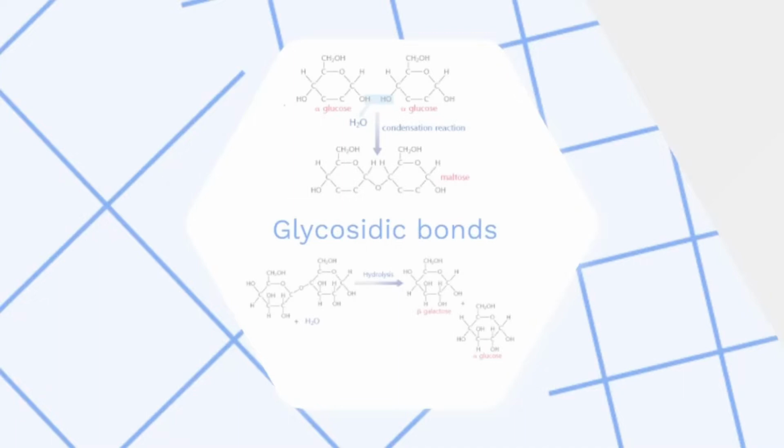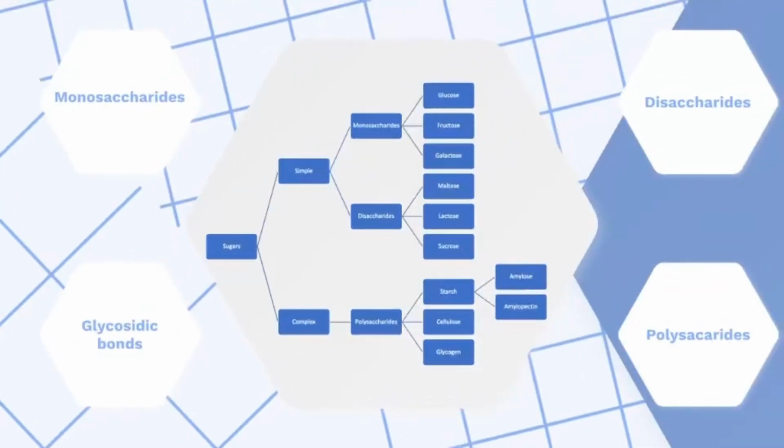Another thing to know is that we can classify monosaccharides based on their structure. Monosaccharides have a ring structure, and depending on the number of carbons in that ring, we can call them either hexose sugars or pentose sugars. Hexose sugars contain 6 carbons. Think of a hexagon. And then pentose sugars contain 5. Think of a pentagon.